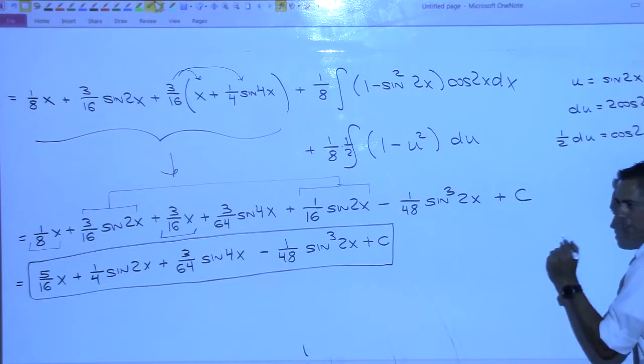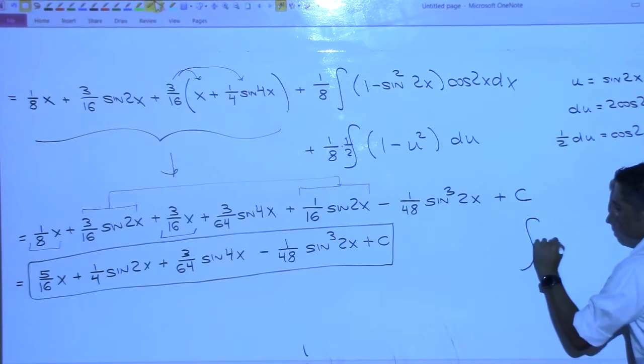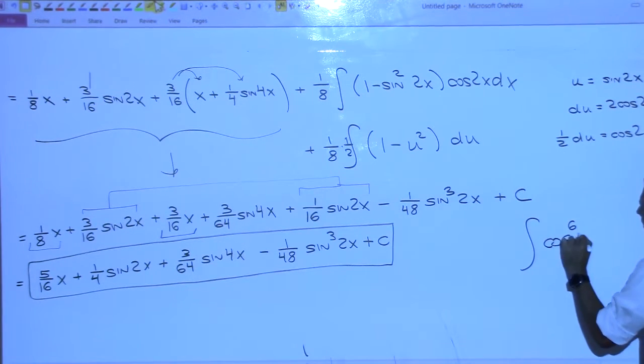You know what really makes this problem suck? Is if you did something like this.